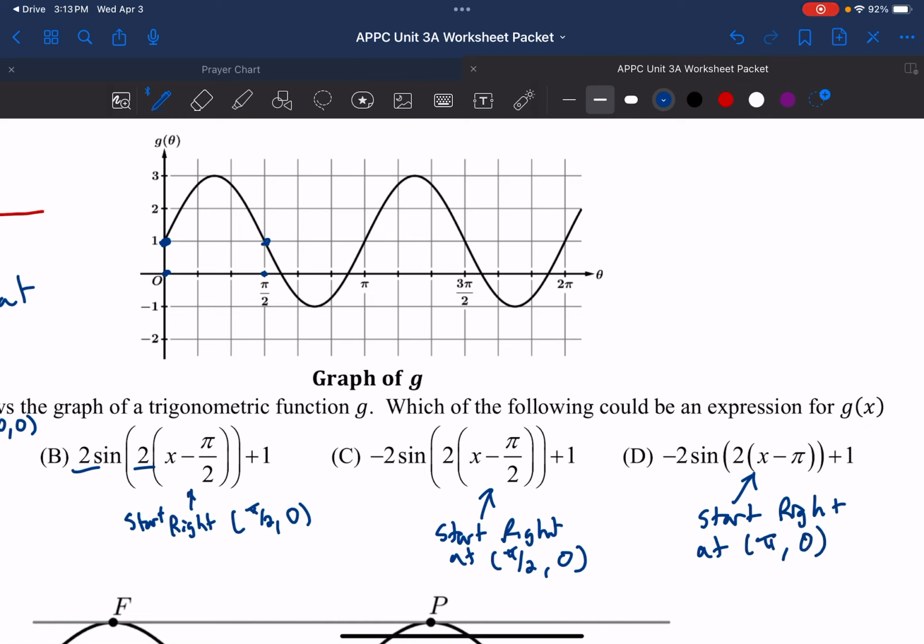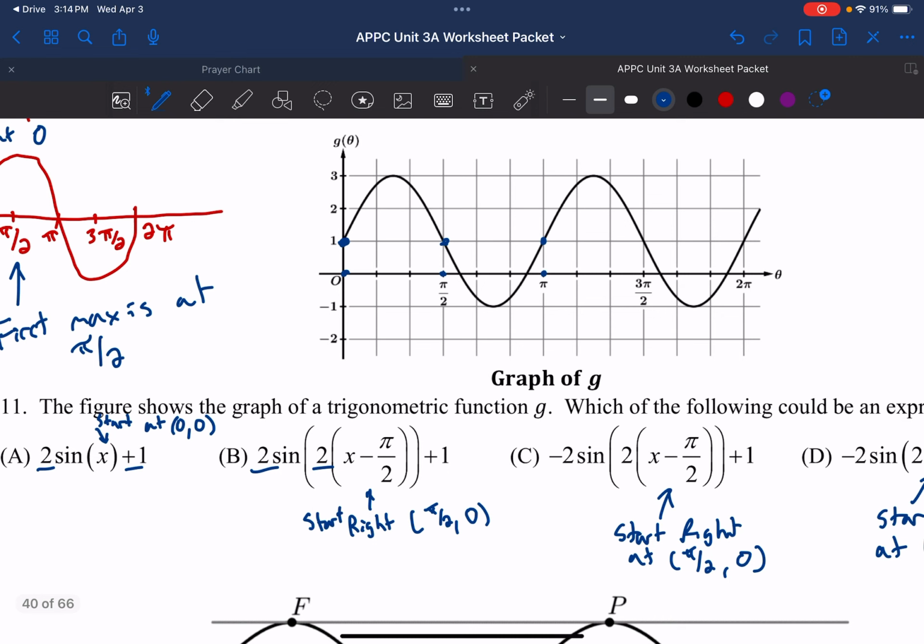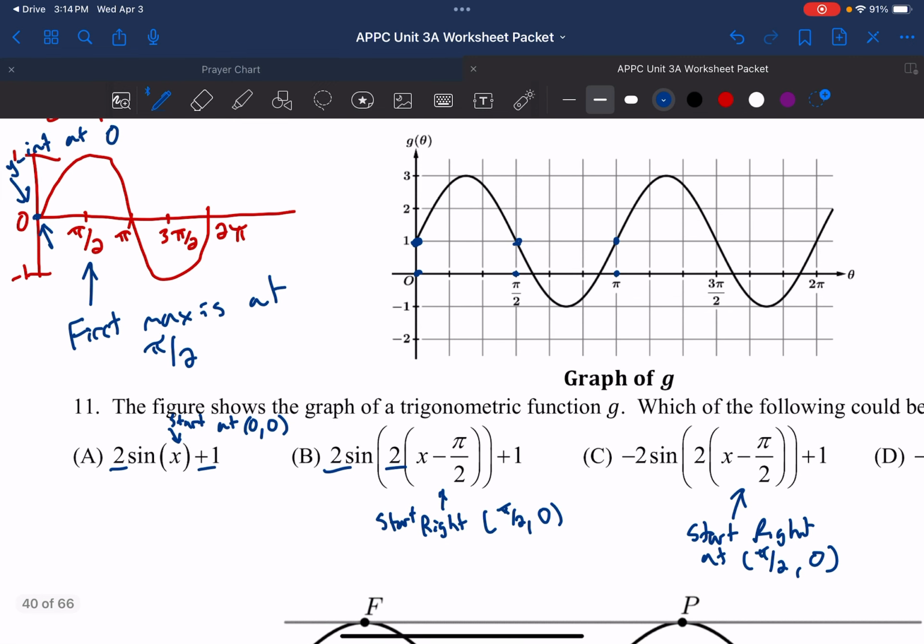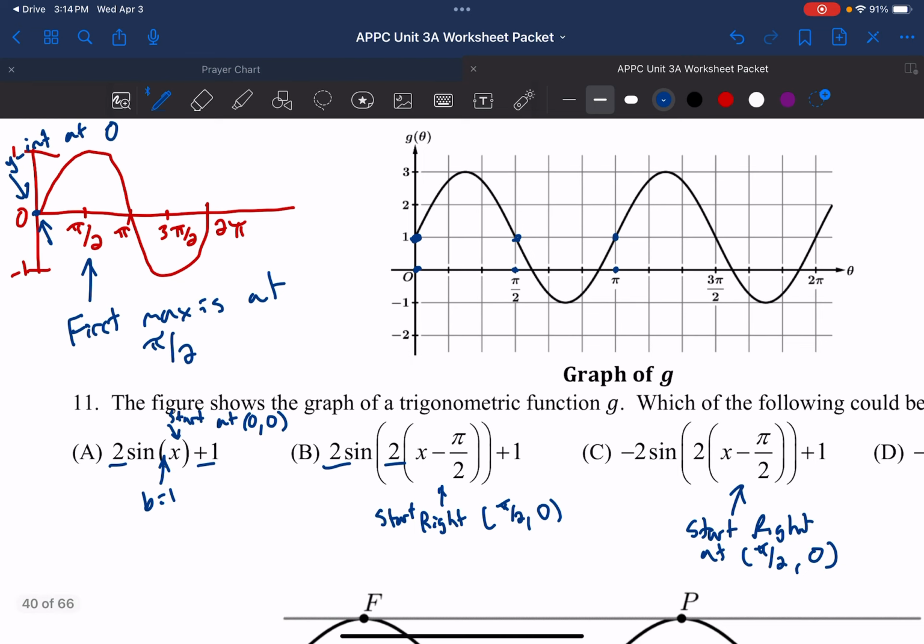But this does show you that normally you start at 0 and then go up 1. This shows you, though, what this function does. This shows you what this function does. Okay? So, next thing to check is the period, or the b value. Here, my b value is 1 because there's nothing in front.